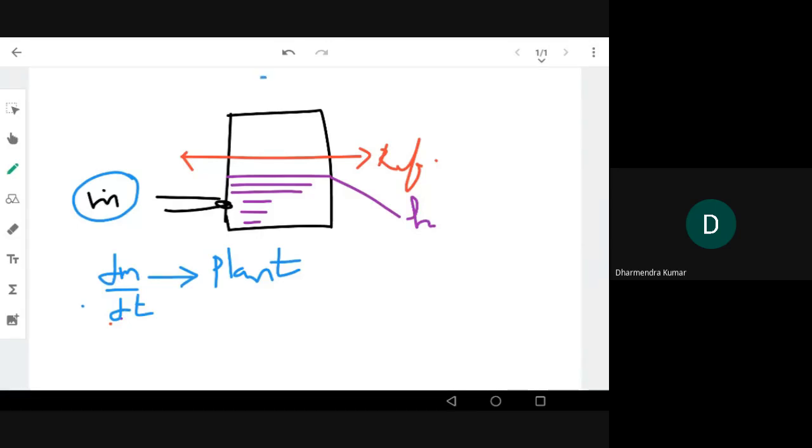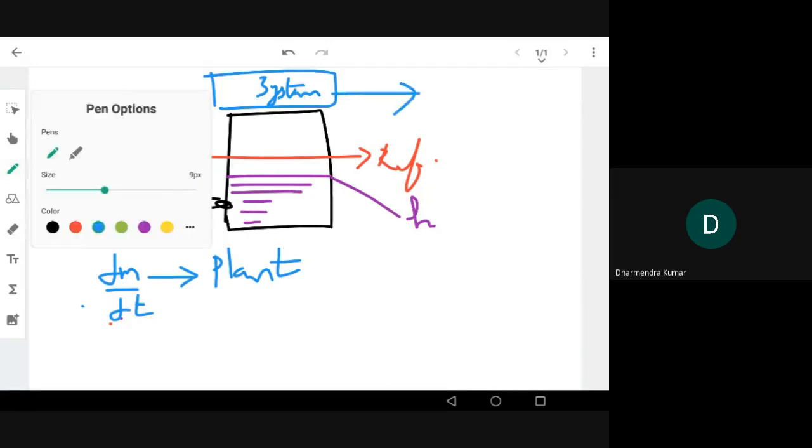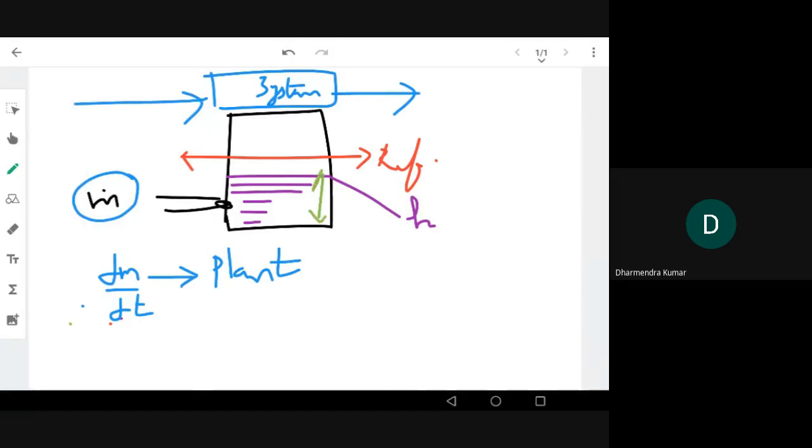So this is your control system, we call it the plant. Your input is m dot, and what is your output? The output is the level of water, how much volume of water you have till now. The height of the water is your output.